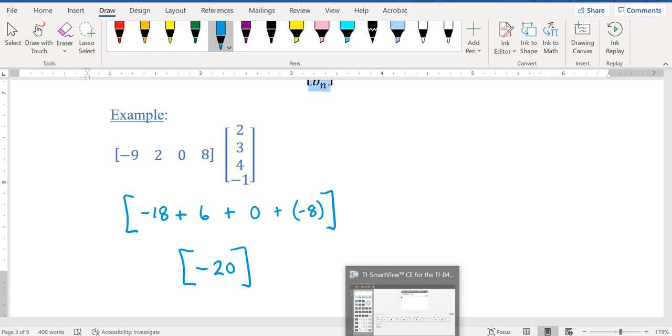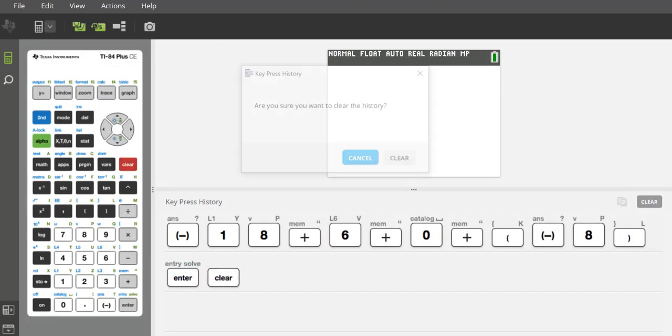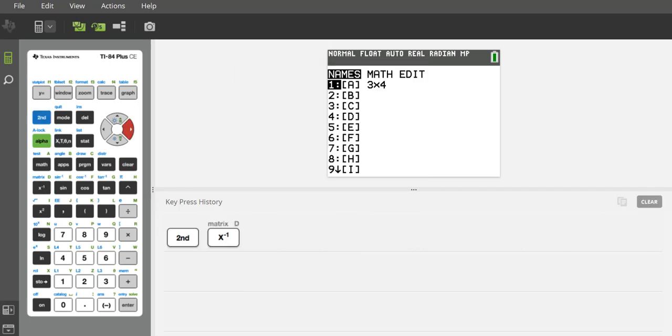Now, I want to show you how to do this using technology. Remember how you enter a matrix? I'm going to go second matrix and edit.